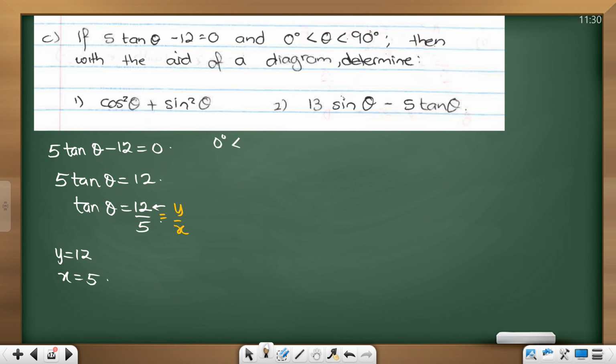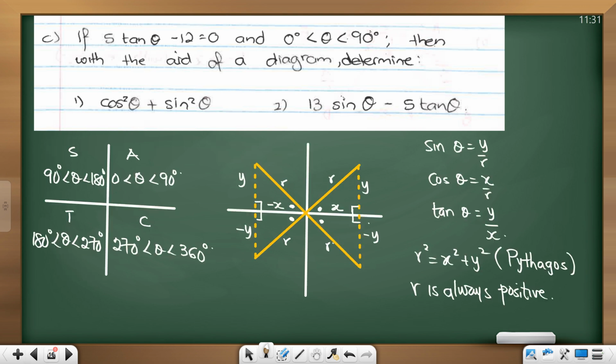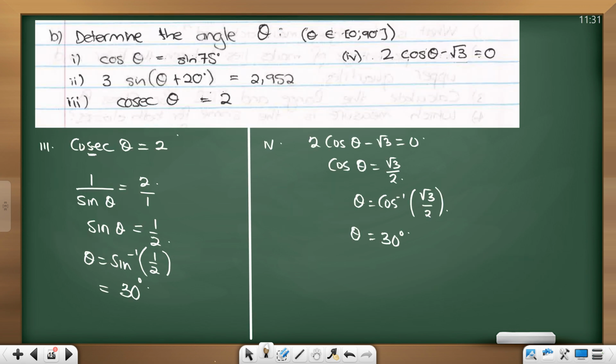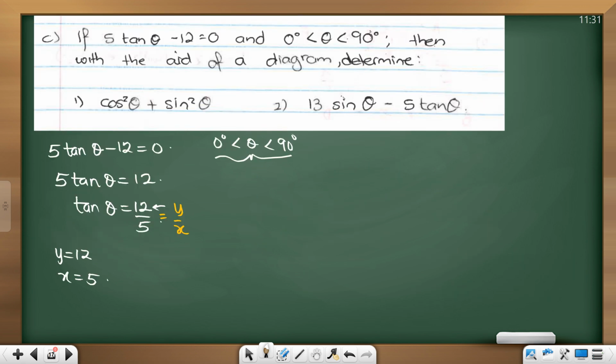It says 0 degrees is less than theta. Where do we have this? It means your theta is less than what? 90. It's in that diagram I gave you. It's one of these angles here. This is the first quadrant, the second quadrant, the third, and the fourth. So where are we? We are in the first quadrant. And what does the A mean? That all of them are positive.